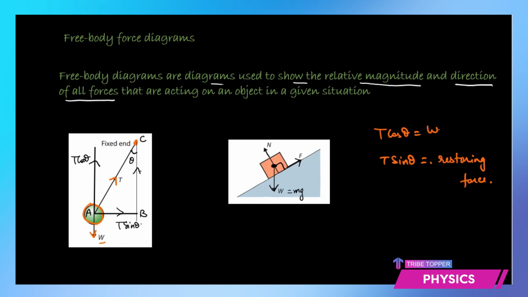Sometimes they also mention that there is a force of friction acting. Then you will label the force of friction in this direction, acting downwards, because it always has to oppose the motion. So now we have marked all the forces that are acting. So this is a free body diagram for our given situation.